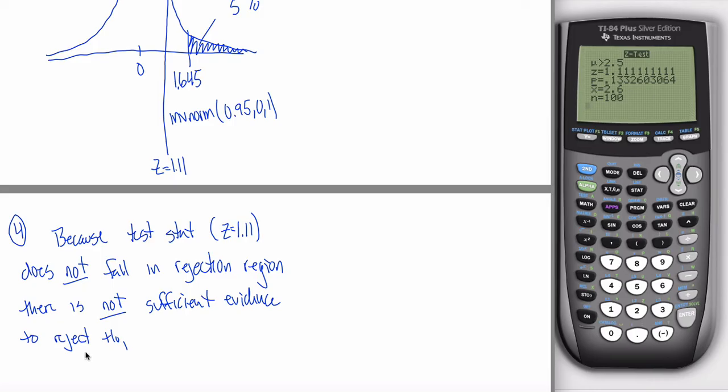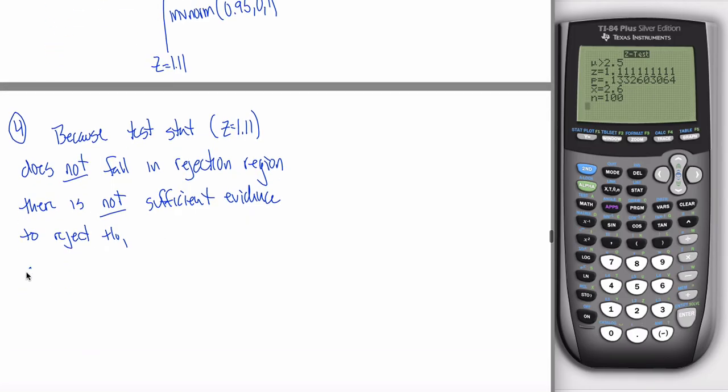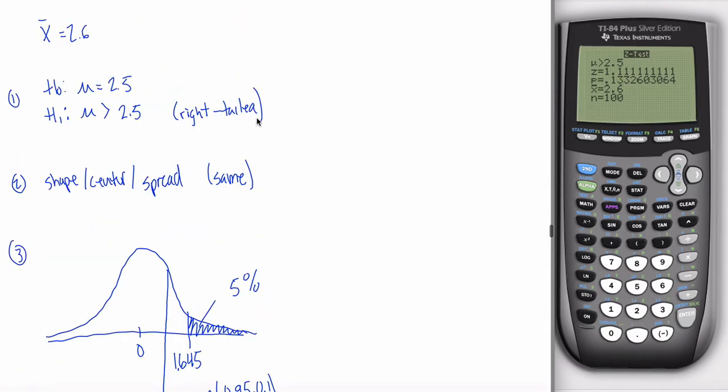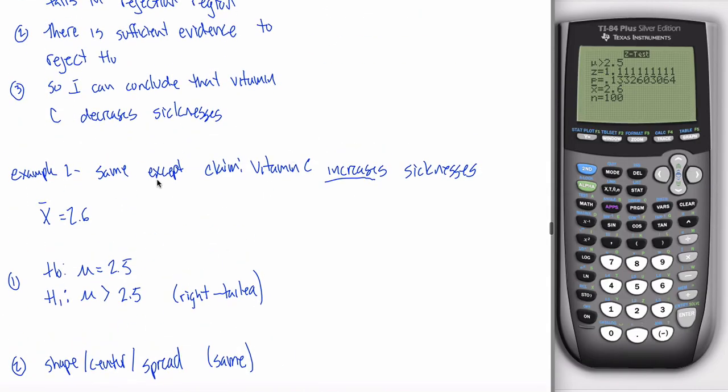Maybe I'll drop it down a line just so you can really see the three different parts. So I cannot conclude that vitamin C, whatever my claim was, in this case, vitamin C increases sicknesses. Right, remember for this new example, we changed the claim to be that vitamin C increases sicknesses.